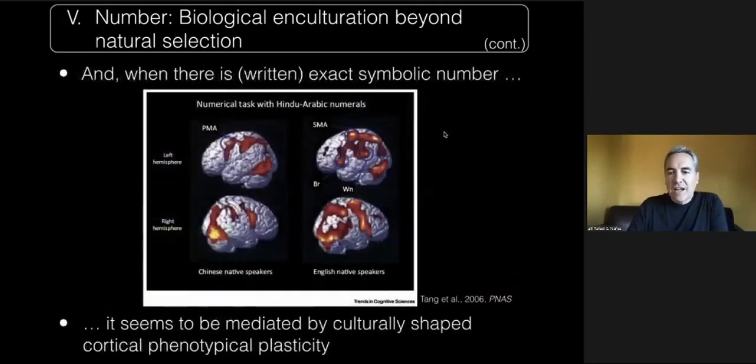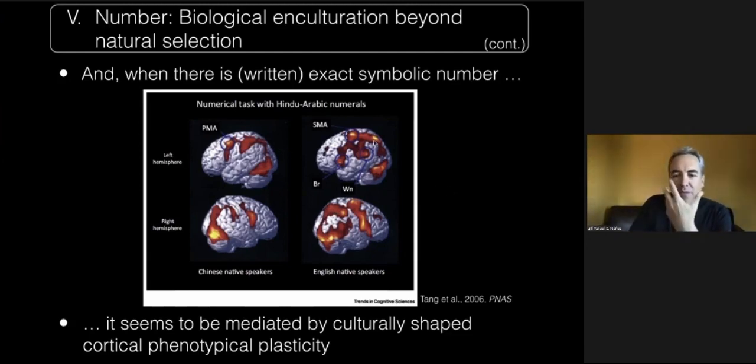Even when you look at written exact symbolic numbers, some interesting research has been done, for example, on the neuroscience of numerical tasks. In this case, comparing English native speakers and Chinese native speakers, Tang et al. analyzed, for very simple tasks, what cortical areas at least were recruited for supporting these simple tasks. And they showed some interesting differences in the different kinds of areas.